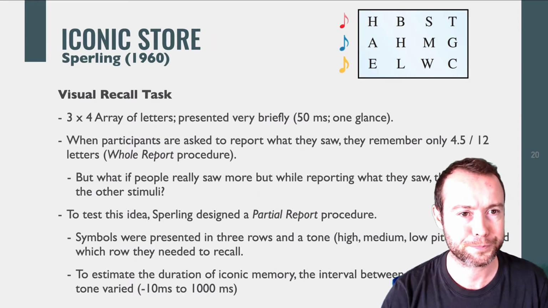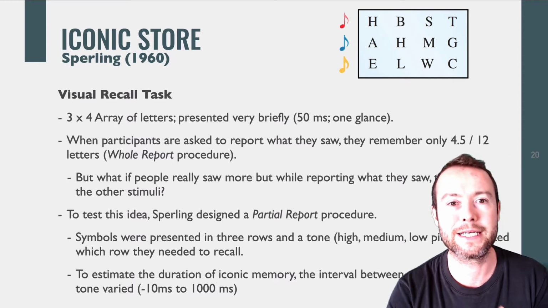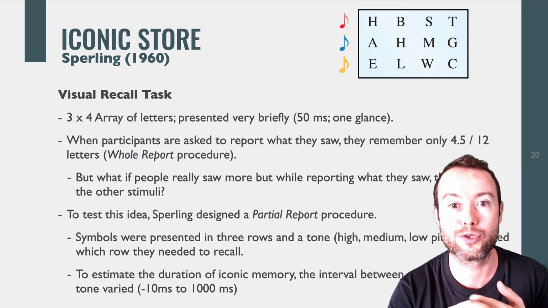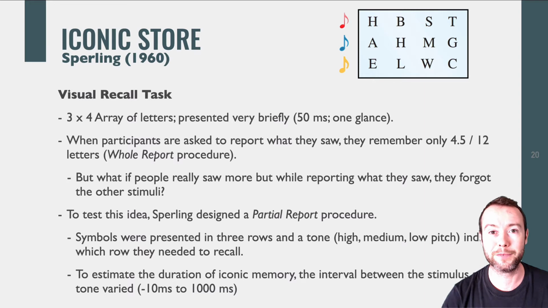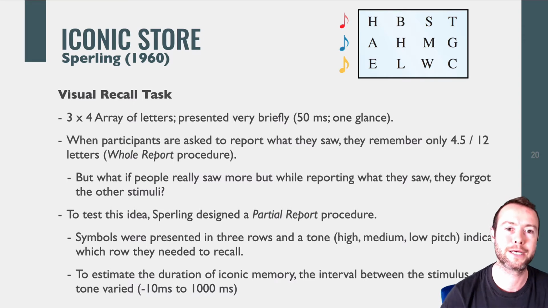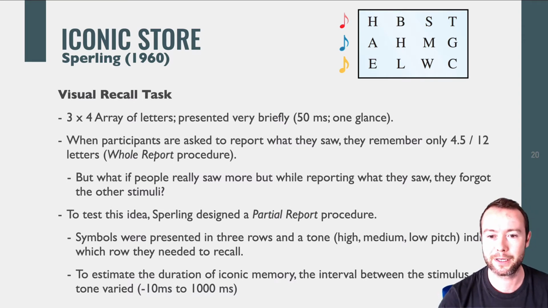So what evidence exists that we have an iconic store? Also, how much visual information can we retain in this iconic store? Some of the key characteristics of iconic memory were demonstrated in a classic experiment by George Sperling, back in the 1960s. In this study, Sperling presented his subjects with a visual display that has a 3x4 array of letters, as you can see in the top right here.